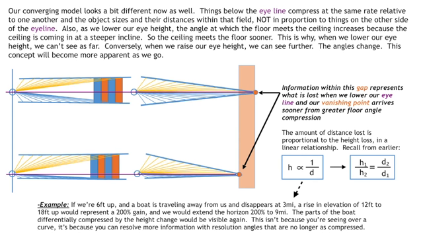So our converging model looks a little bit different now. Things below the eye line compress at the same rate relative to one another, and the object sizes and their distances within that field, but not in proportion to the things on the other side of the eye line. Also, as we lower our eye height, the angle at which the floor meets the ceiling increases, because the ceiling is coming in at a steeper angle, or steeper incline. So the ceiling meets the floor sooner. This is why when we lower our eye height, we can't see as far. Conversely, when we raise our eye height, we can see further. The angles change. This concept will become more apparent as we go.